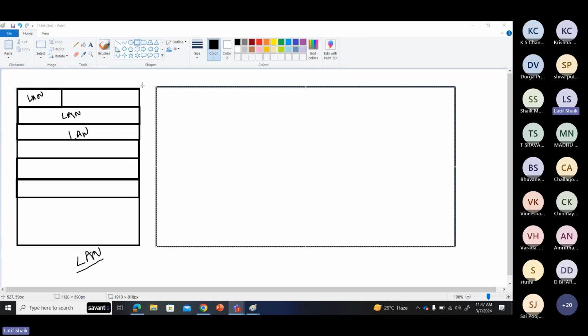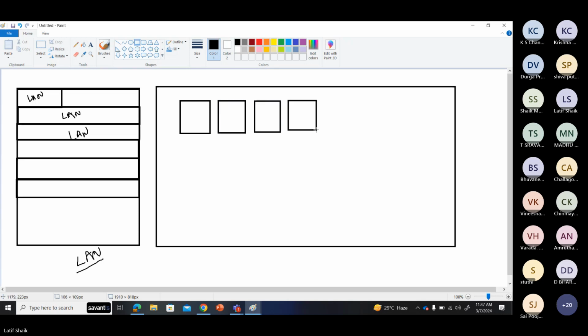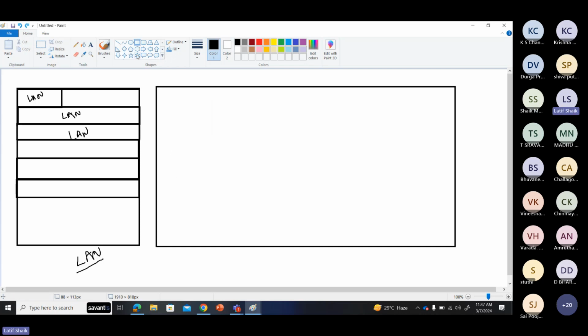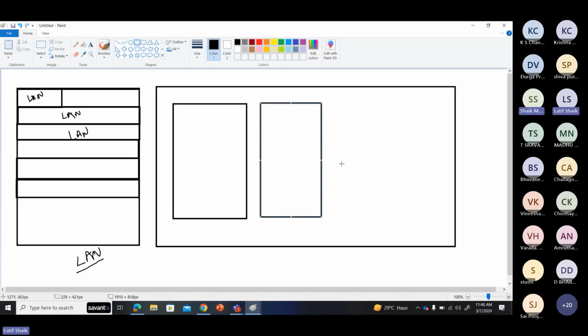Next, CAN, campus area network. What is campus area network? Guys, what is meant by campus? In your college campus, what are the things that are there?